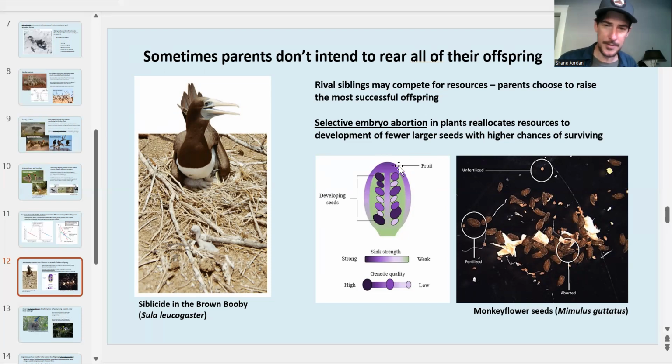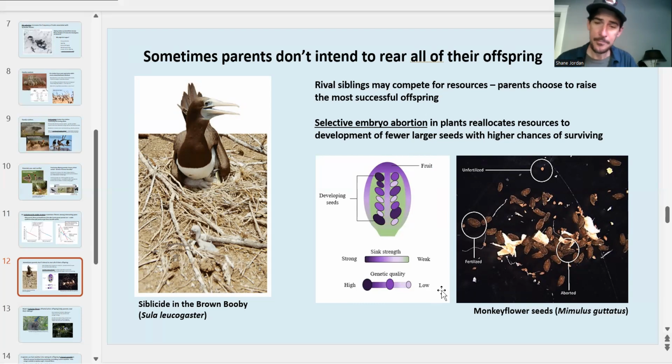And so this here is a cartoon showing some developing seeds within a plant's fruit. Basically, the colors here represent differences in the genetic quality of these seeds. The seeds that have this dark purple color have the highest genetic quality, and the seeds with this lighter purple color have lower genetic quality. And the mother senses this happening and invests resources, provisions seeds of higher genetic quality more so than seeds of lower genetic quality.